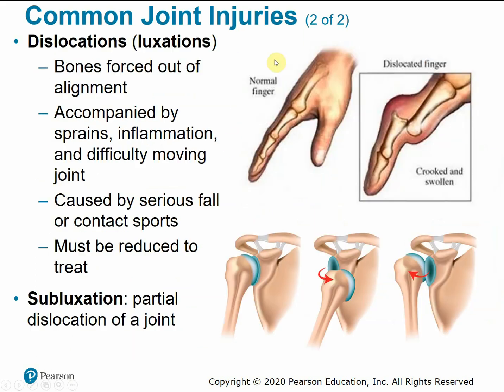Dislocations, or luxation, is when a bone has been forced out of its normal alignment. So this would typically accompany your sprains or torn ligaments and inflammation and difficulty moving that joint. So dislocations occur by either serious falls or contact sports. So we said our joints are pretty stable with all of their ligaments and supporting tendons and muscles. So it takes a lot of force to force them out of alignment. So to treat dislocations, the bones have to be realigned in their proper place and then reduced to treat.